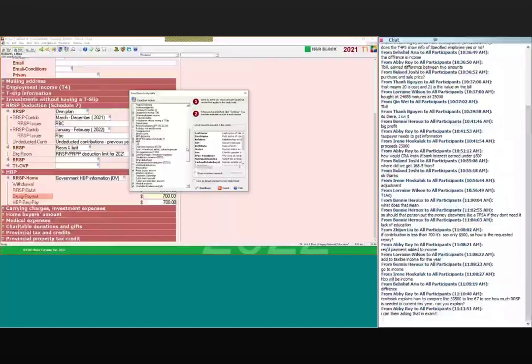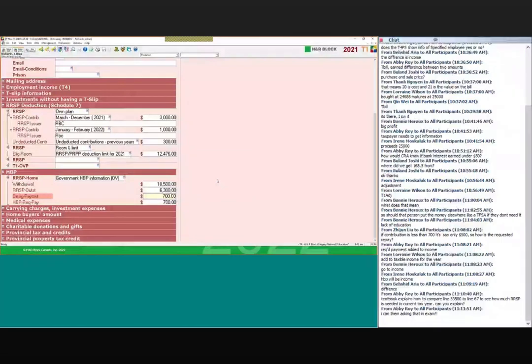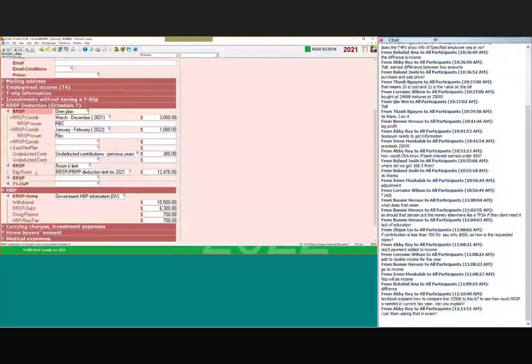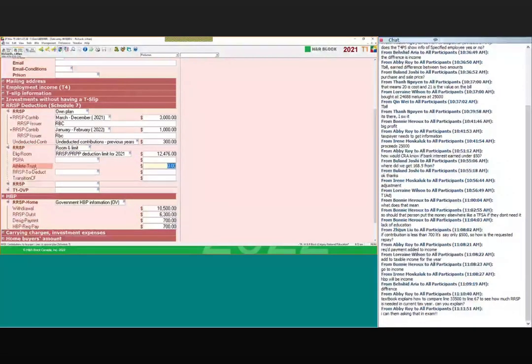We did the home buyer, hallelujah. Apparently you can do, I'm going to show you this. Open up the RSP. You can actually make contributions to an athletic trust. So 2021 income paid into an amateur athletic trust. Again, I've never seen it, but you would put an entry in here.